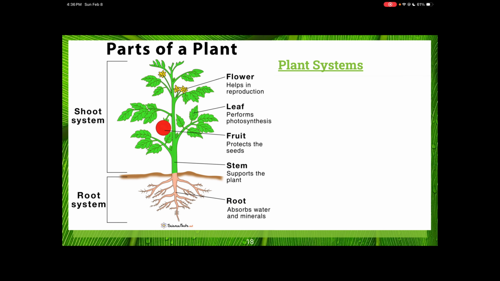And so if we're looking, we have flowers, which are reproductive. We have leaves for making food for the plant. We have a fruit for protecting the seeds, so also part of the reproductive system. It's the distribution system. And the stem, which supports the plant and has to transport water and nutrients. And then in the root system, you have the roots.